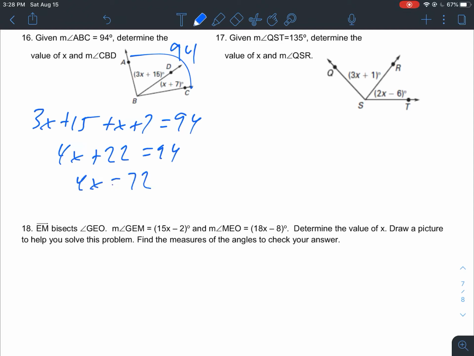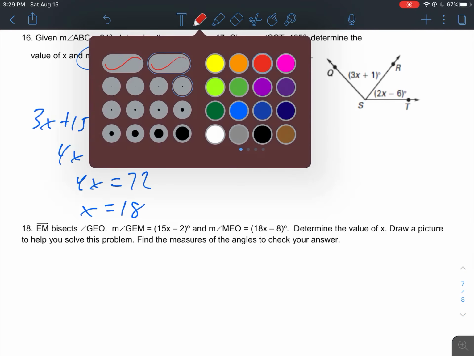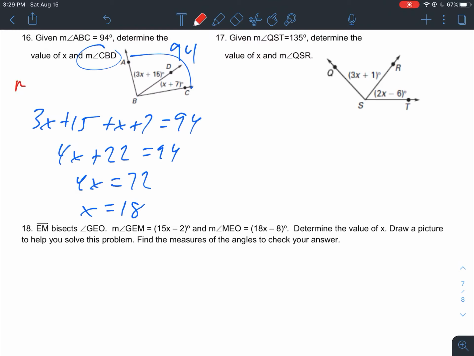Subtract 22 from both sides. Divide both sides by 4. X is 18. Then it says to find the measure of the angle CBD. So substitute that back into here, and we get 25 degrees.